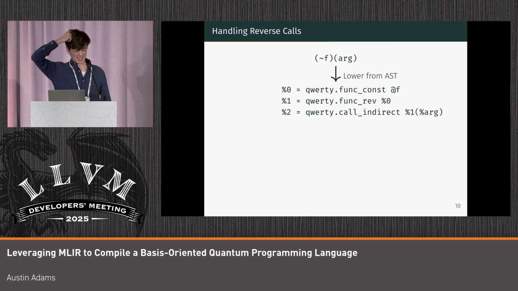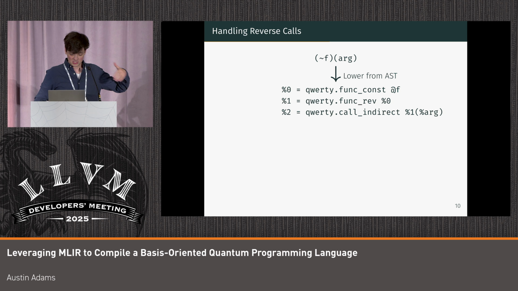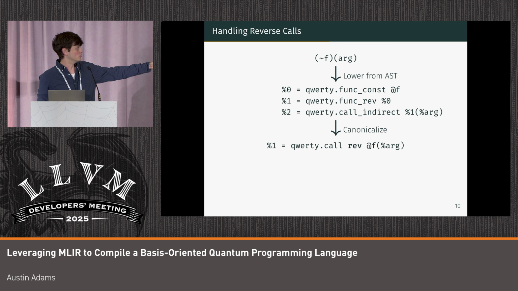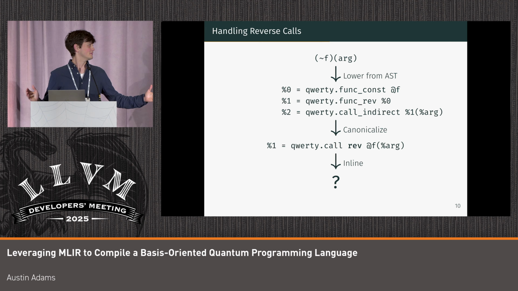But the thing is, what the heck, man? Why are we doing call indirect on a constant almost? It's a little strange. So then we run the canonicalizer, and then we end up with just a direct call instruction. And then this has this reversed attribute set to true to indicate that it's a reverse call. So then we just run the MLIR inliner, and oh, wait a minute. How the heck do you inline a function backwards?